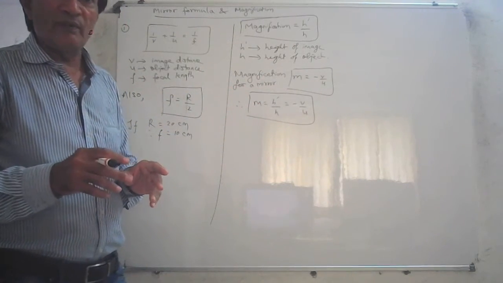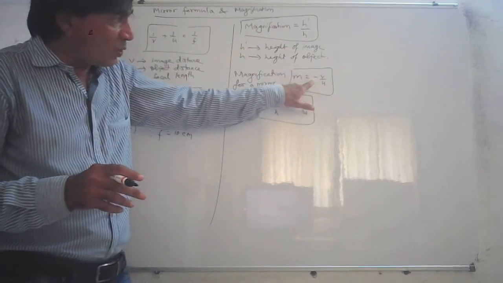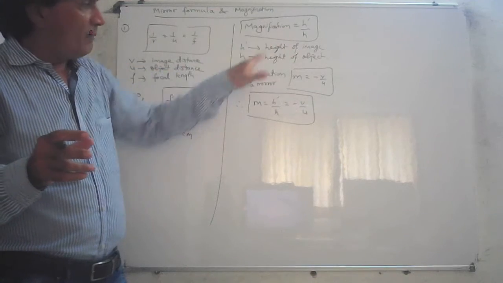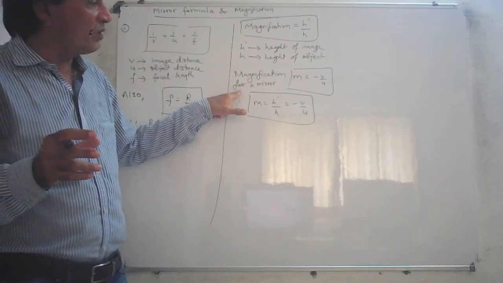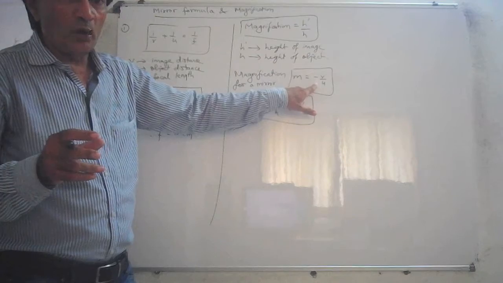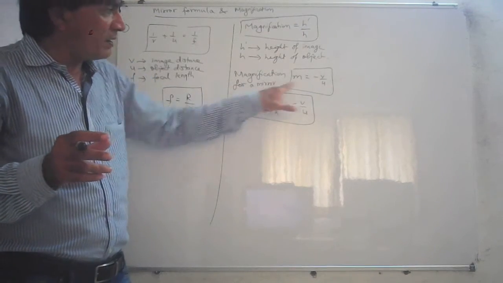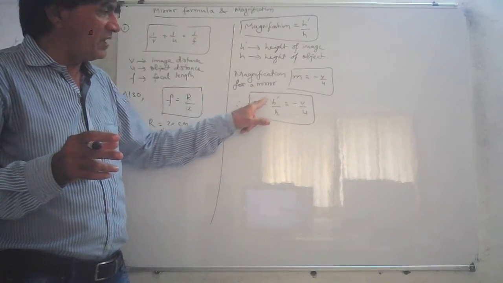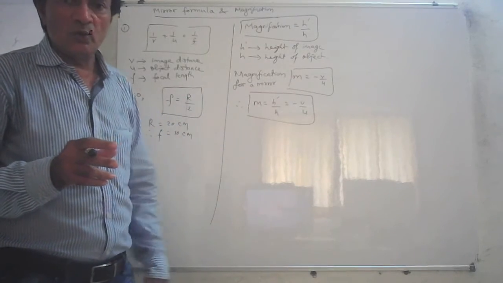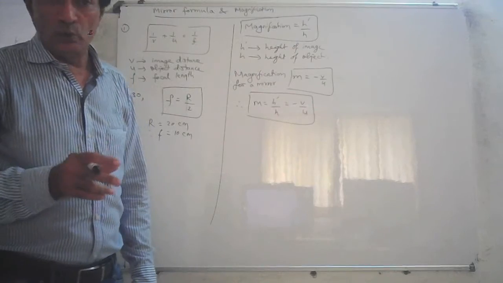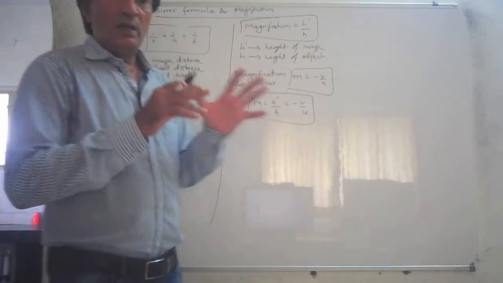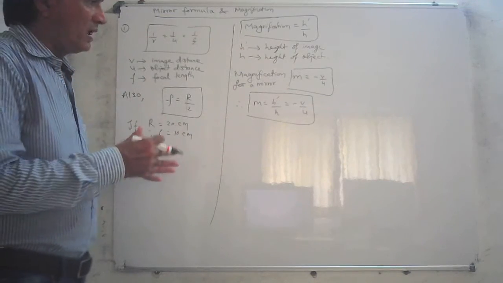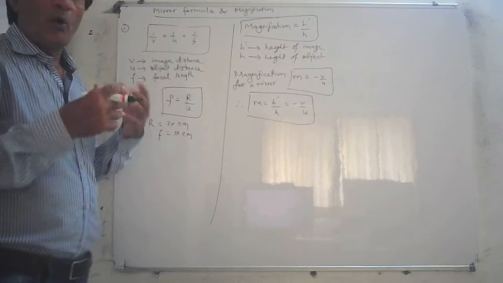Magnification can also be given for a lens. But in a lens, there is no negative sign. Be careful about this. For a lens, magnification would be V upon U, not minus V upon U. But for a mirror, it is minus V upon U. So magnification of a mirror is M is equal to H dash upon H is equal to minus V upon U.